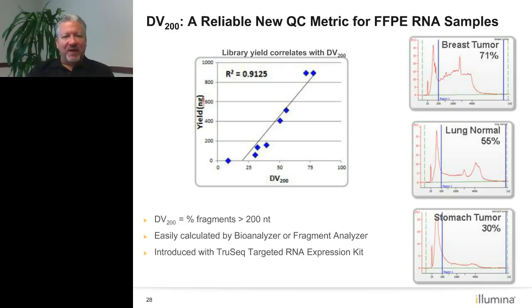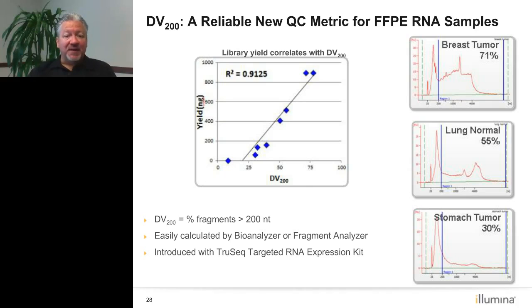And so what we did, which I think is more intuitively obvious, is draw a line here at 200 nucleotides for each of these traces, and just calculate the amount of material that's more than 200 nucleotides long, meaning we would have high confidence that it would make a library and be sequenceable. You can see that there's a nice trend between this breast tumor sample and, as I mentioned, this stomach tumor sample in terms of the amount of material that is essentially available to create a library. And so obviously this sample is much more degraded. This DV200 number is much lower.